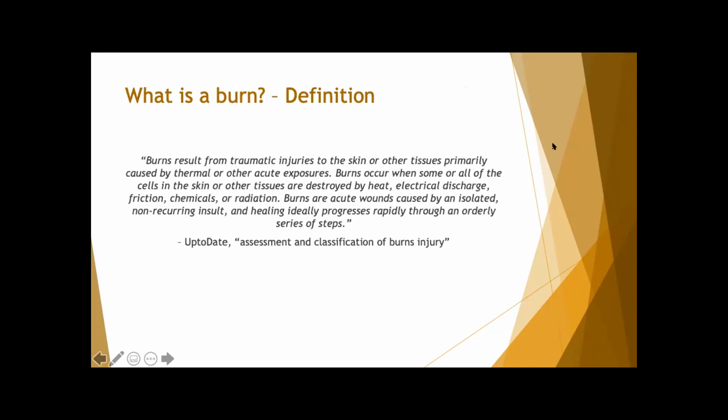So what is a burn? I went looking for a definition, and I was hoping to find something quite succinct, but really it's quite a broad definition. In UpToDate, they define burns as a result from traumatic injuries to the skin or other tissues, primarily caused by thermal or other acute exposures. Burns occur when some or all of the cells in the skin or other tissues are destroyed by heat, electrical discharge, friction, chemicals, or radiation. Burns are acute wounds caused by an isolated, non-recurring insult, and healing ideally progresses rapidly through an orderly series of steps.